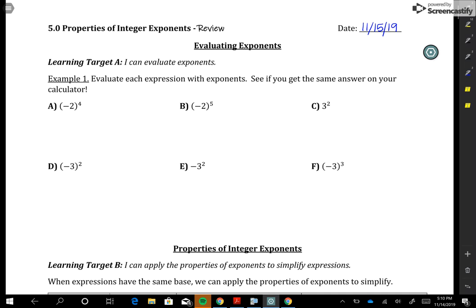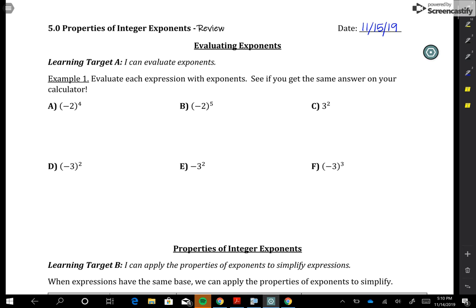And this video is actually reviewing evaluating exponents, which is something we should know how to do. But what I want to make note of in these examples is parentheses. They make a very big difference. So our first learning target is: I can evaluate exponents.